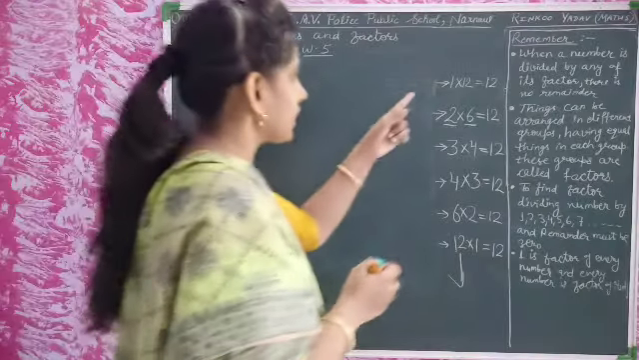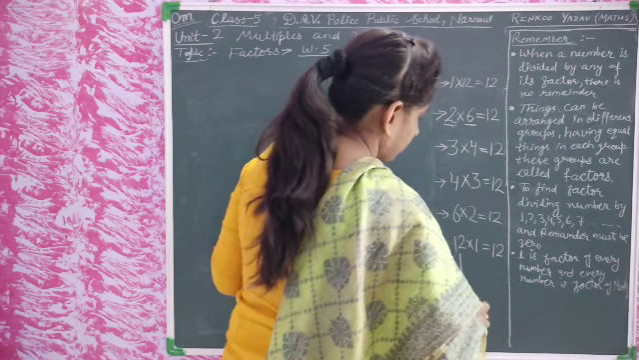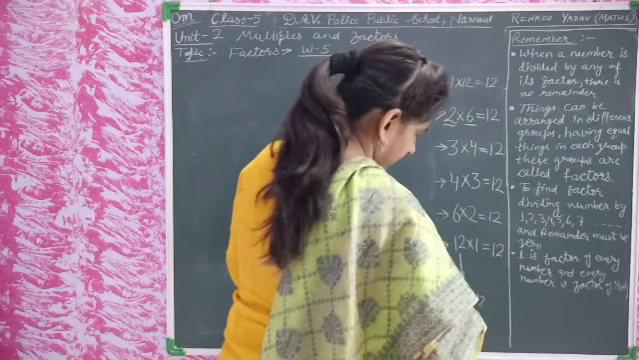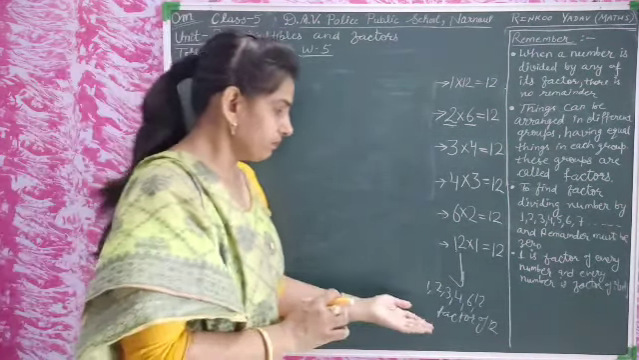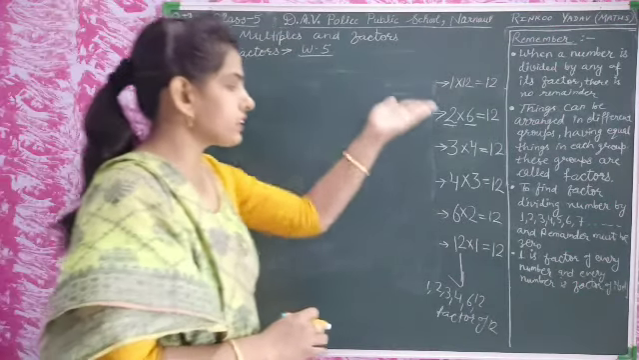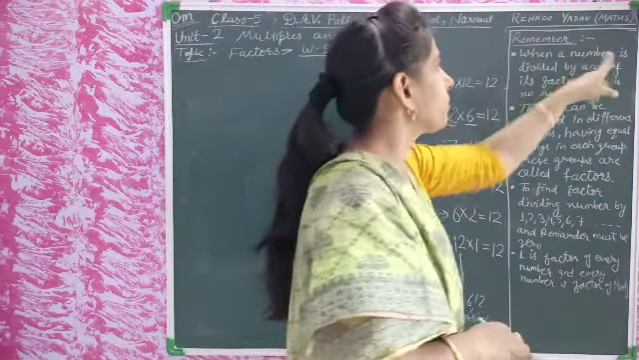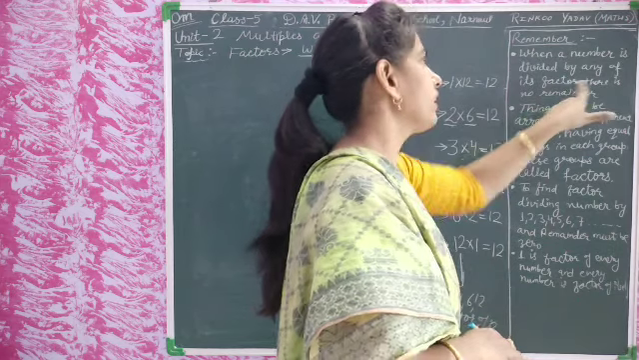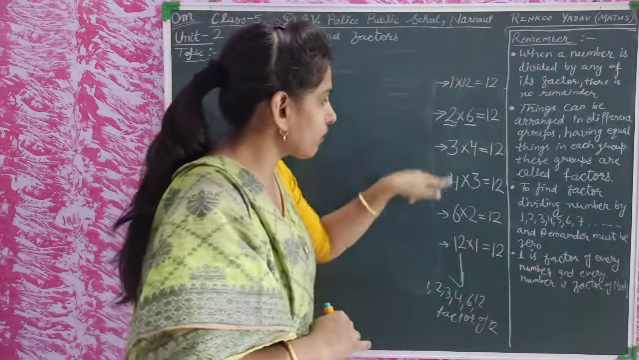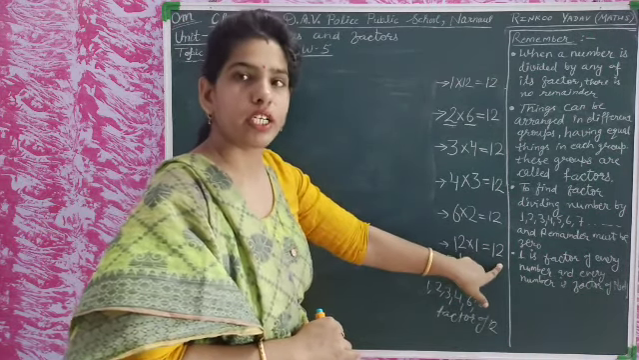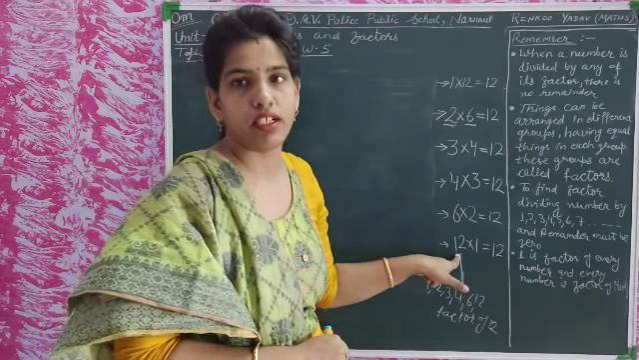Now students, these are called factors: 1, 2, 3, 4, 6, 12. Factors of 12. Is it clear, students? Now if these are the factors, it means there is an important property: when a number is divided by any of its factors, there is no remainder. If these are the factors of this number, it means if we divide 12 by these numbers, there must not be any remainder.